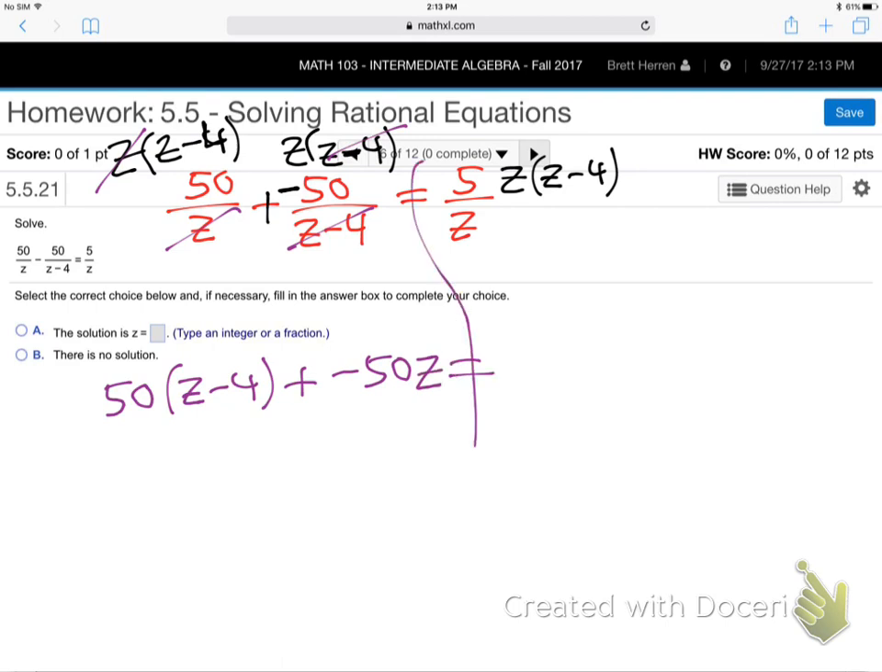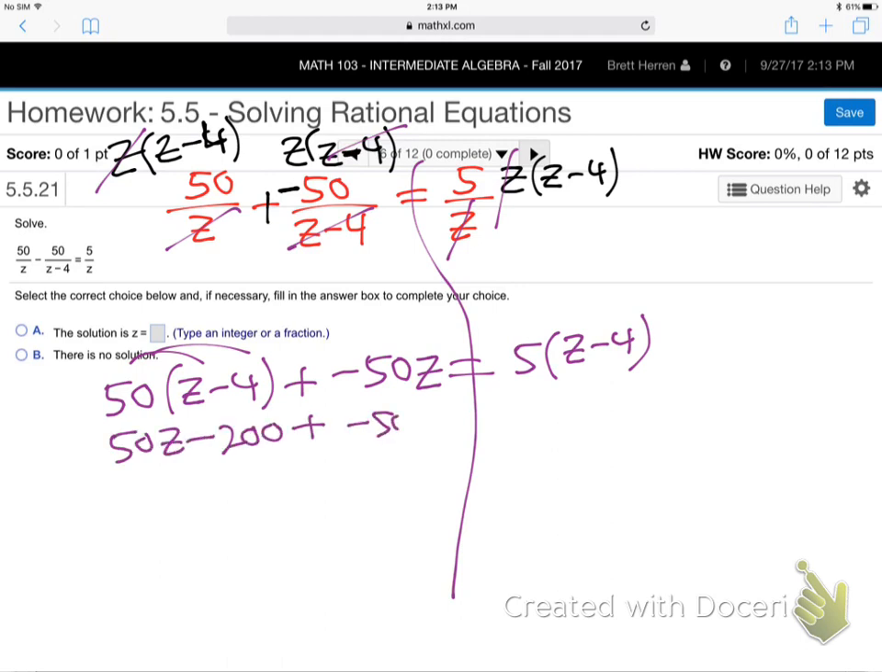Z equals, there's the equal sign. Z cancels z. What's left over? 5 times z minus 4. And then distribute. Notice, no more fractions. Distribute.